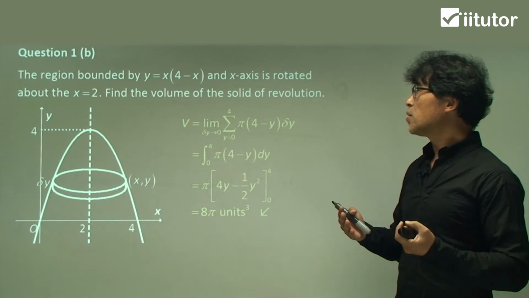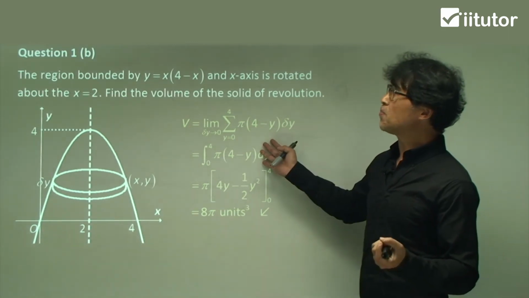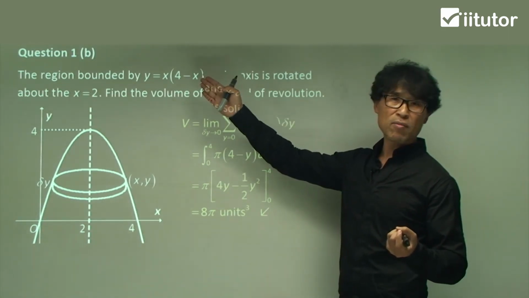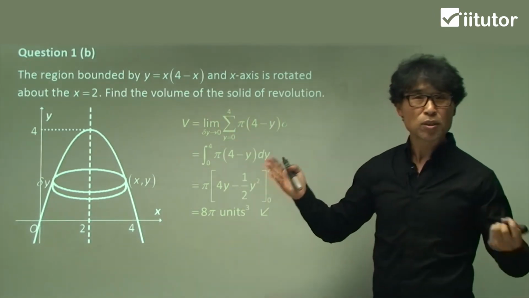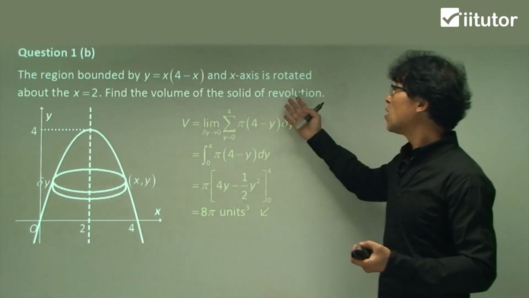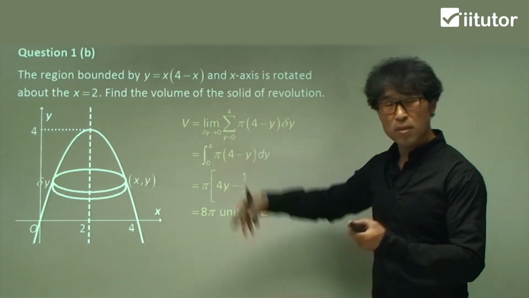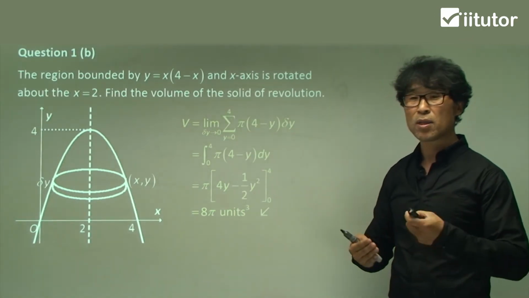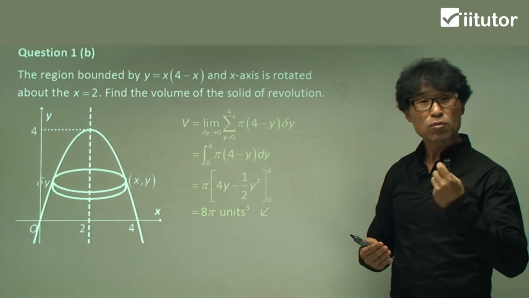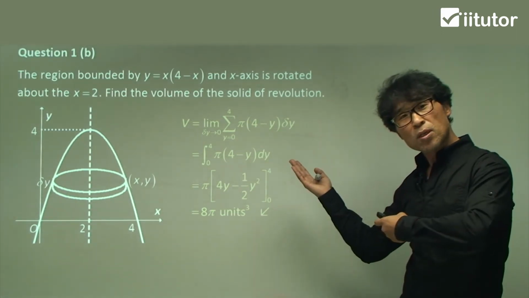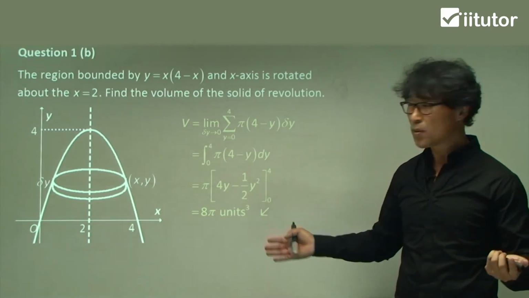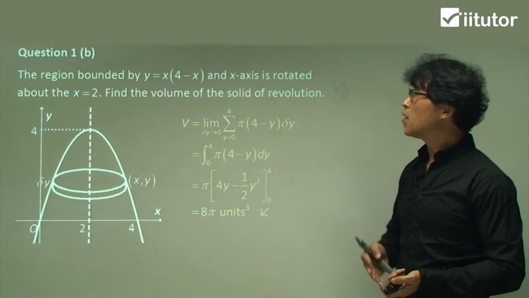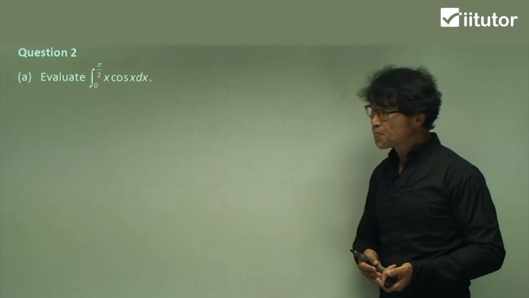So it's just a simple question. Question 1 has part A and part B, although usually it's just one question: find the volume of this solid of revolution. You have to find the proper expression for the delta volume, put it into the integration using the limit and sigma notation, and then calculate it. So that's the first question.